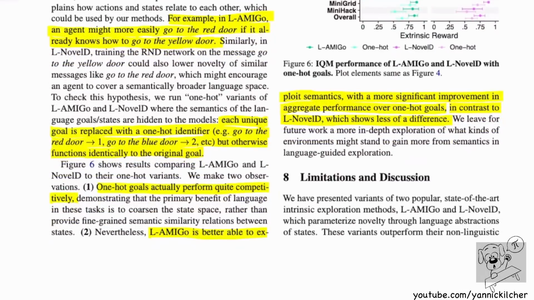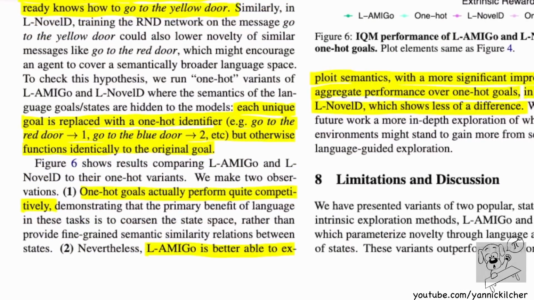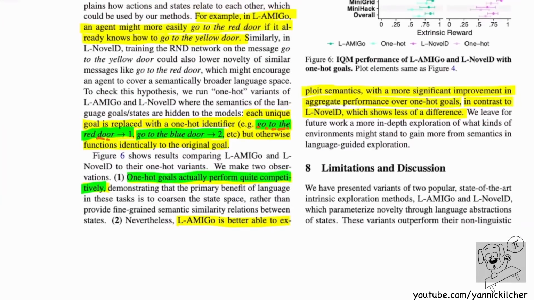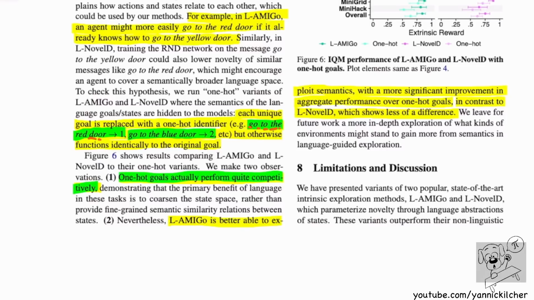For example, they do this experiment where they replace all the language goals with unique identifiers. So go to the red door would just become token 1. Go to the blue door would become token 2. So now there is no shared substrings. So the model cannot generalize from this go to the door construction and sort of generalize the skills or the reachability estimate of the goal. The result is one-hot goals perform quite competitively, which is good, right? So that lends more credence to what I say. Like, this is extra data, right?